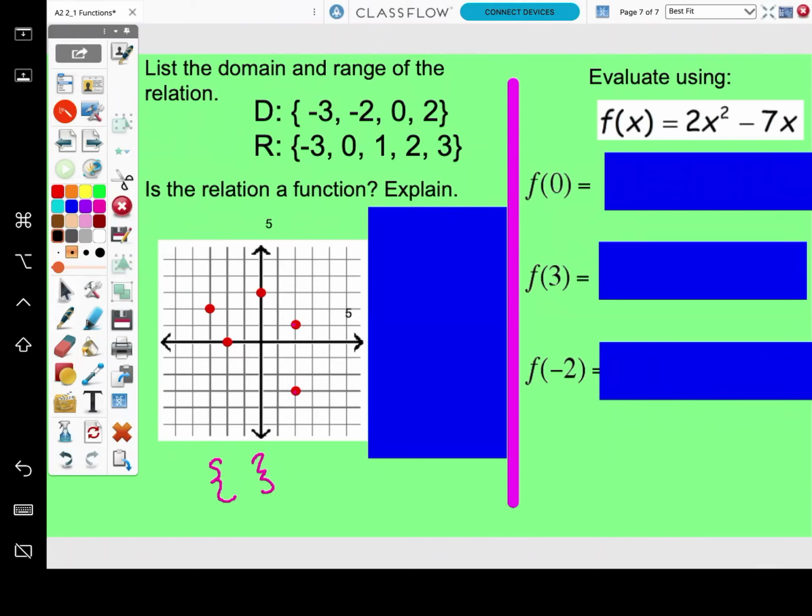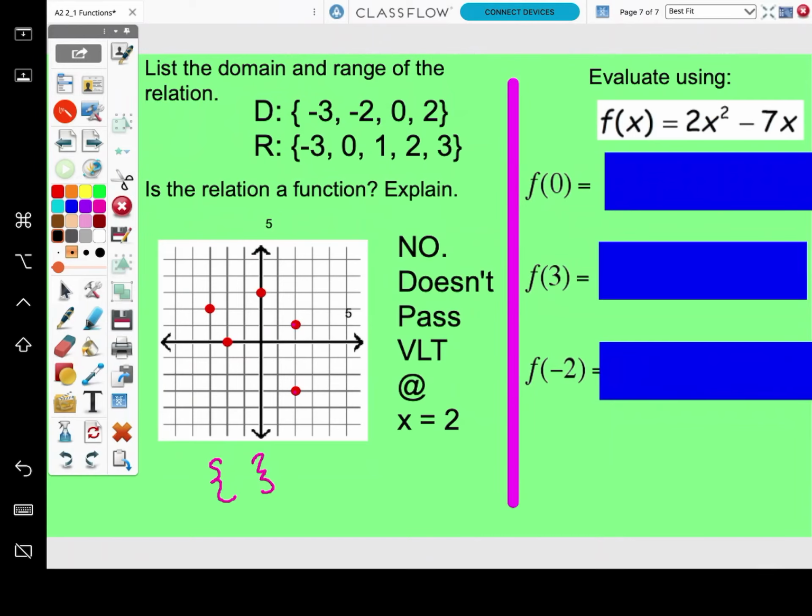Okay, the final question there about this graph is, is the relation a function? And then tell me why. So we could use the vertical line test. You could use just the fact that you can see that there's 2 y values where x is 2, but no, it doesn't pass the vertical line test at x equals 2. That is the easiest when you're looking at a graph.